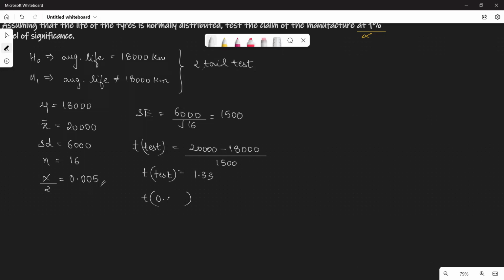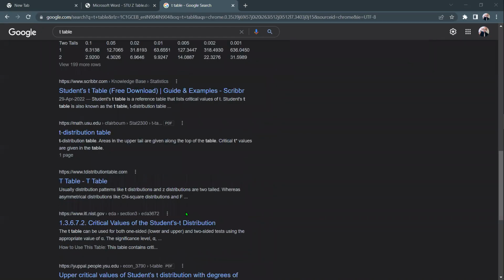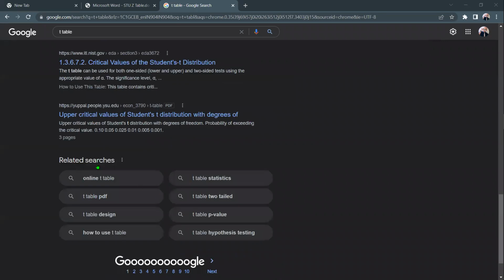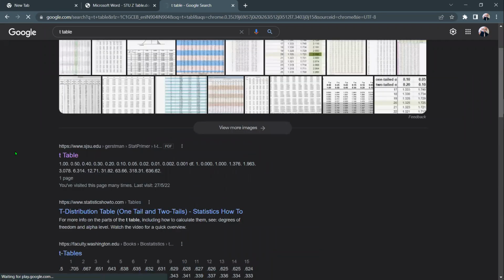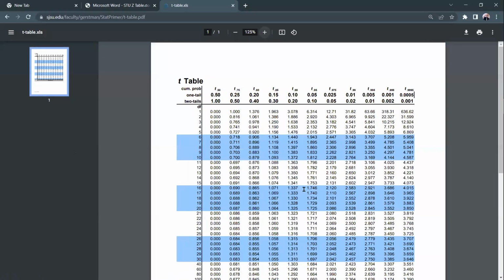Yes, 0.005. Let's go to the table. Let's search for t table first. T table. Okay, so this is your t table.